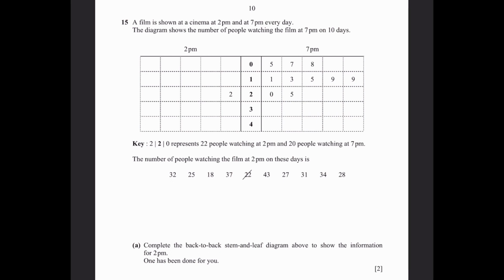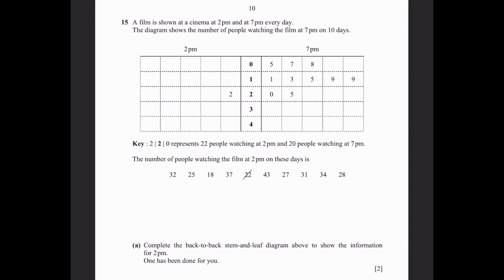Question 15. A film is shown at a cinema at 2 p.m. and 7 p.m. every day. The diagram shows the number of people watching the film at 7 p.m. on 10 days over here. And you need to read the key. 2/2/0 represents 22 people watching at 2 p.m. and 20 people watching at 7 p.m. So this is 2 p.m., this is 7 p.m.